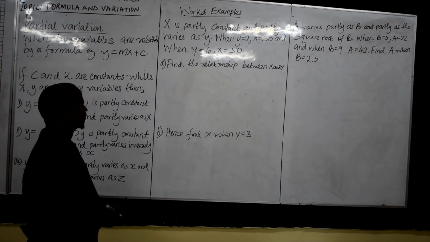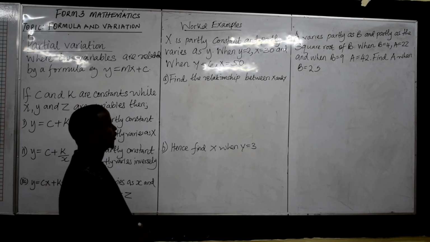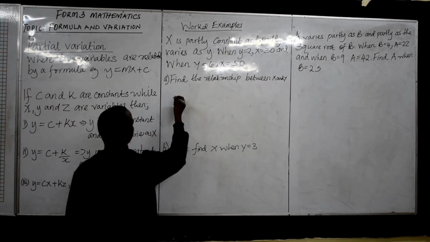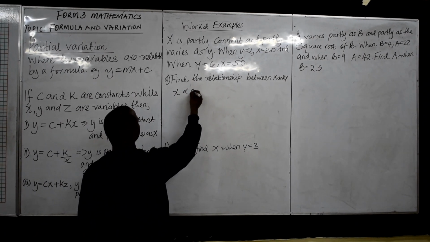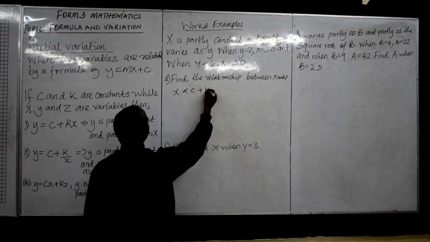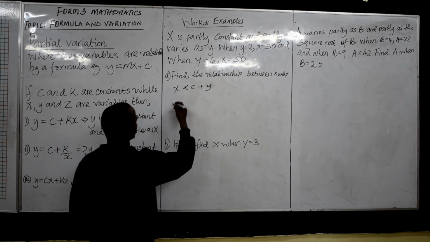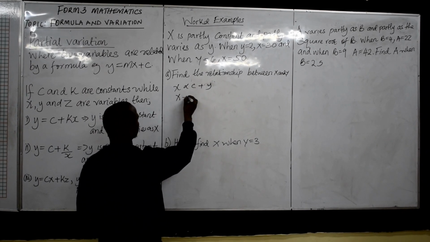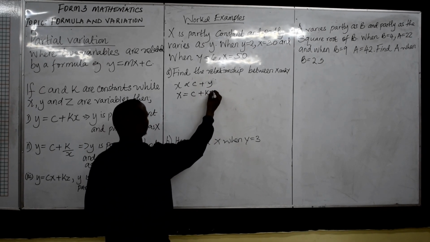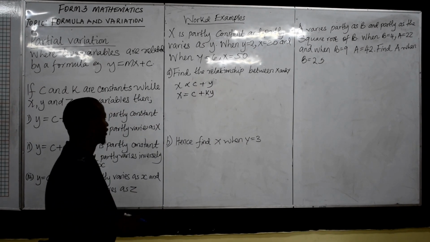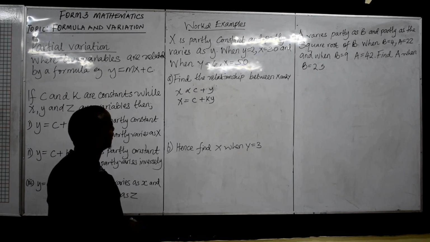So, what examples? Let's work the following examples. X is partially constant and partially varies as y. So that one we can write as x is partially constant and partially varies as y. So we change this to x is equal to c. This is already a constant, so we introduce a constant on y so that we can have x is equal to c plus ky. When y is 2, x is 30.